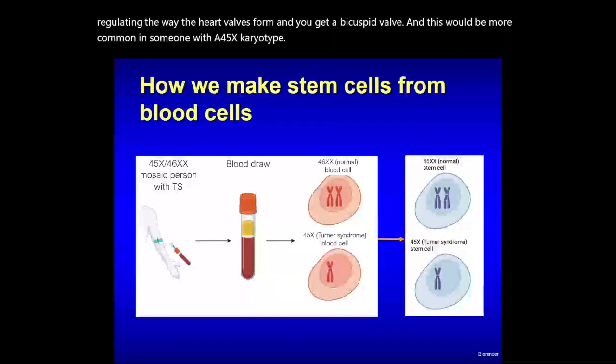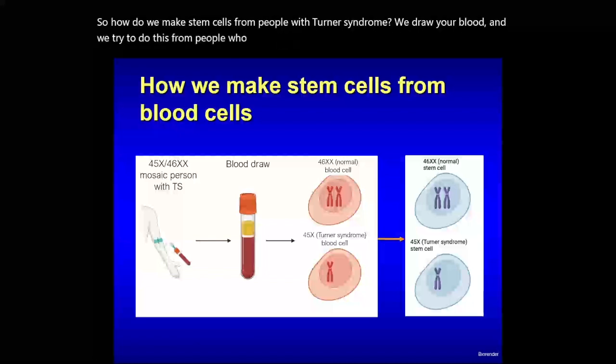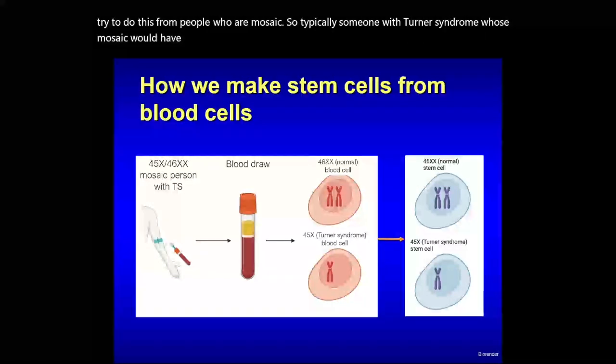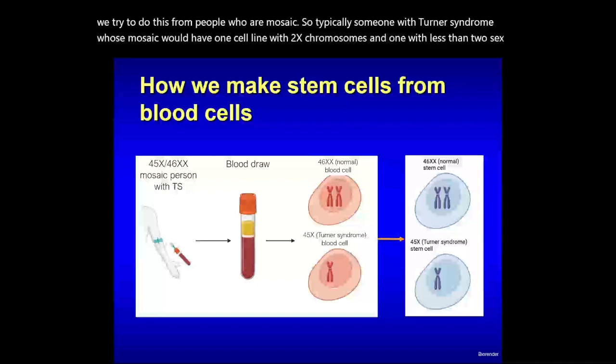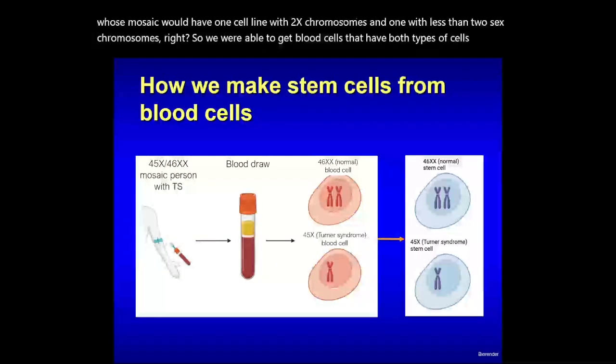So how do we make stem cells from people with Turner syndrome? We draw your blood, and we try to do this from people who are mosaic. So typically someone with Turner syndrome who's mosaic would have one cell line with 2 X chromosomes and one with less than two sex chromosomes, right? So we were able to get blood cells that have both types of cells from the person with Turner syndrome.